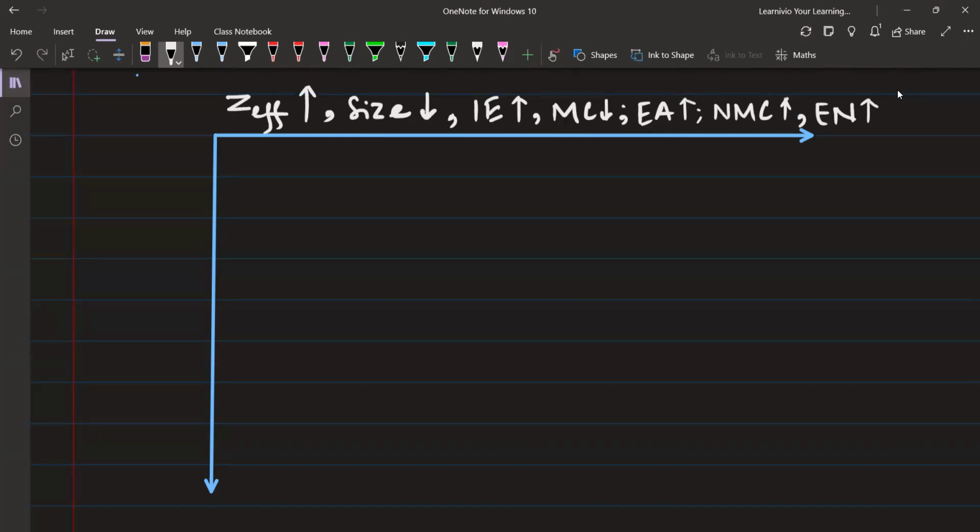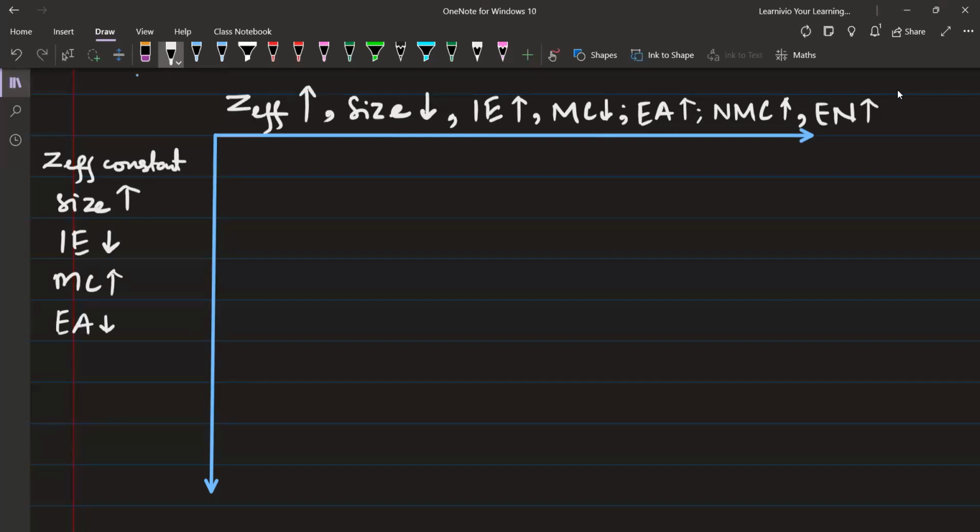Now going down a group: Z effective constant, size up, increases. Ionization enthalpy down, metallic character up. Electron affinity down, non-metallic character down, and then electronegativity is going to be down.